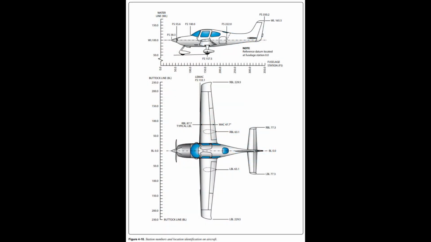Vertical locations on aircraft are made in reference to the waterline. The same station numbering system is used for wing and stabilizer frames. The measurement is taken from the centerline or zero station of the aircraft. Figure 4-10 shows use of the fuselage stations, FS, waterline locations, WL, and left and right buttock line locations, RBL and LBL.